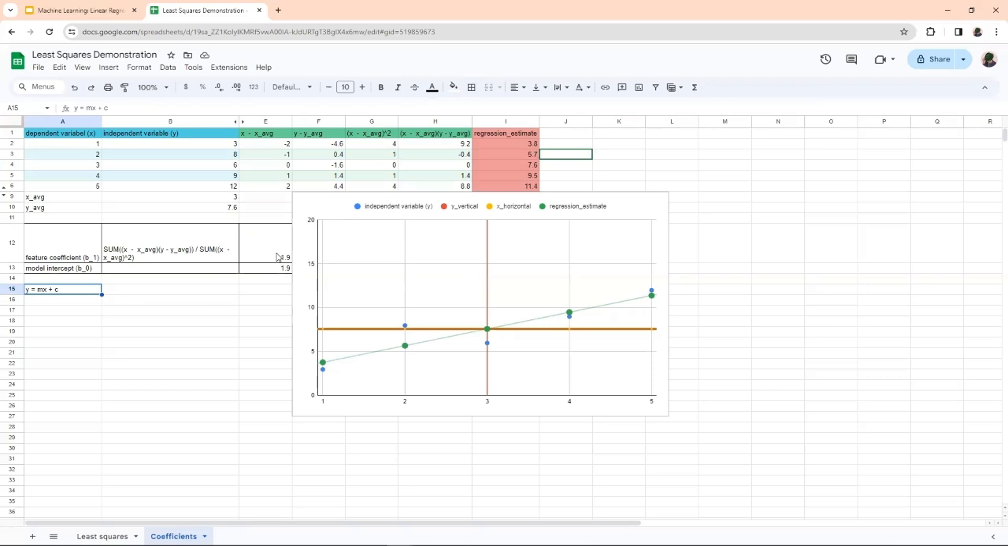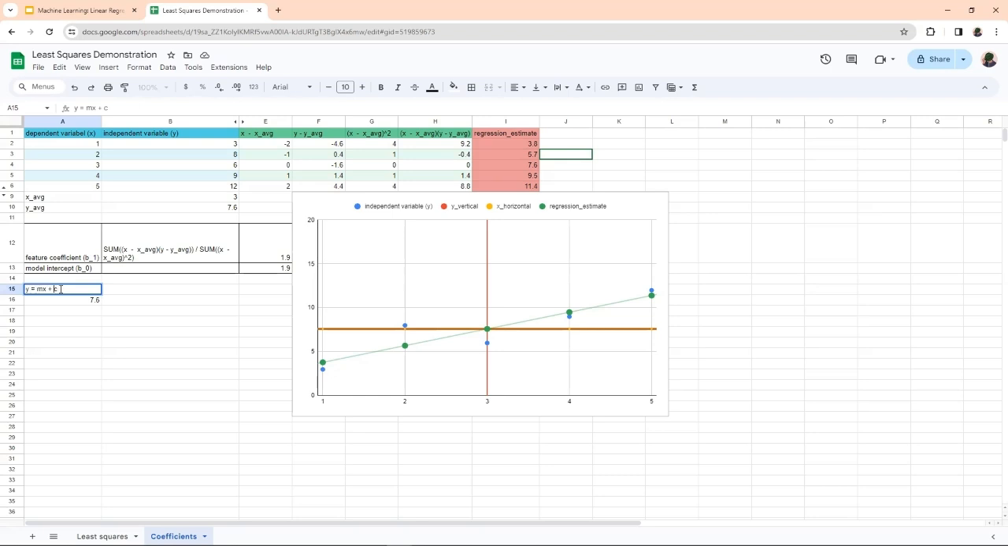Yes. That is how you find y equals b0, right? So we know that our regression line passes through the x average and y average, right? So we can now say that y is equal to 7.6, and x is equal to 3, and we try to find c.